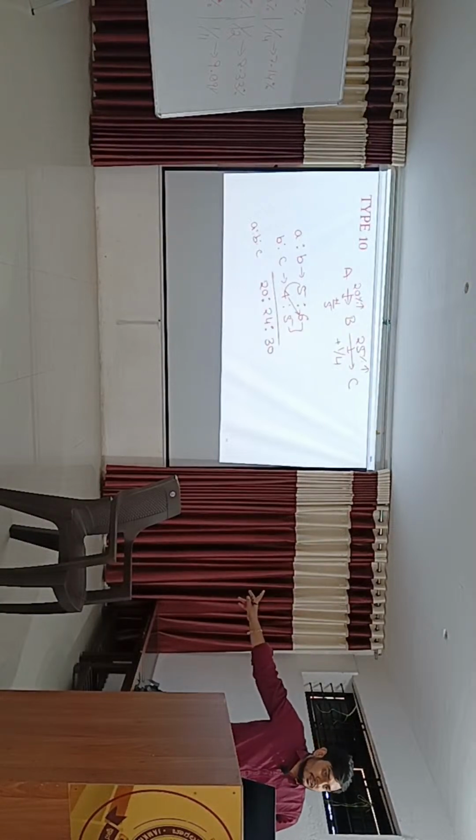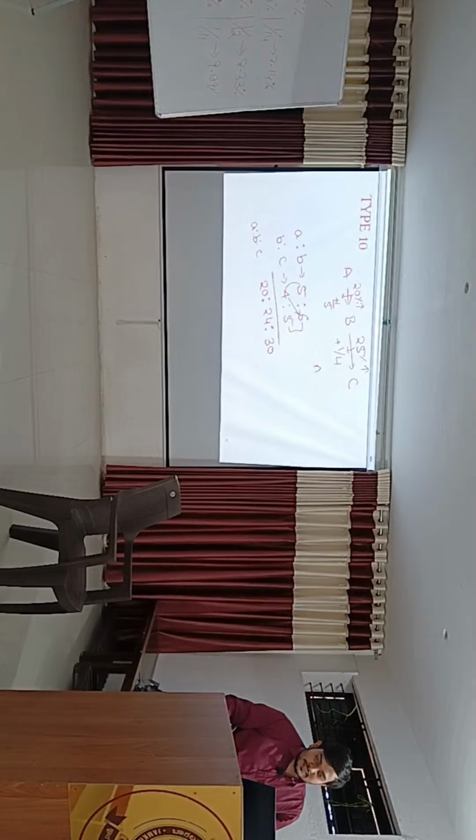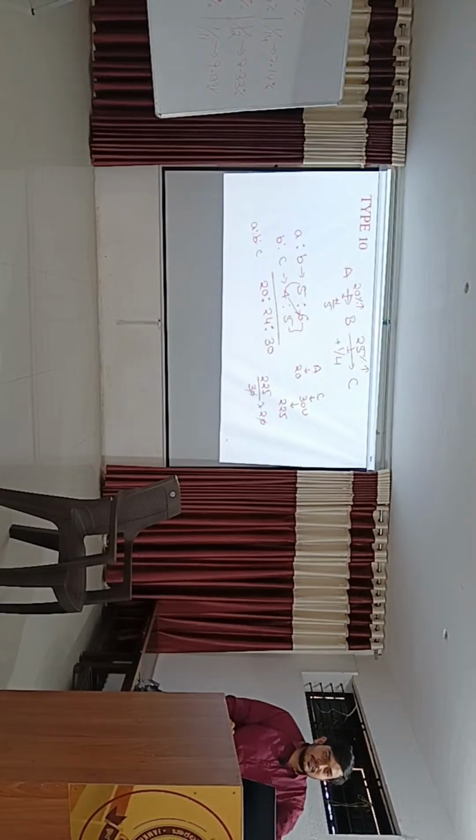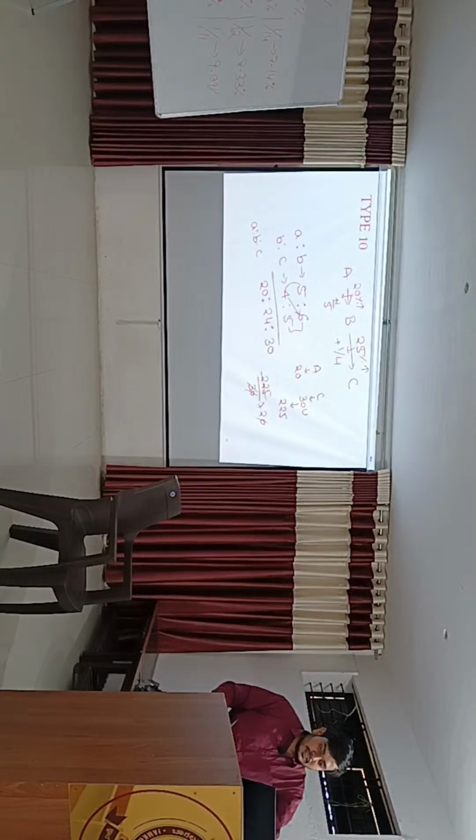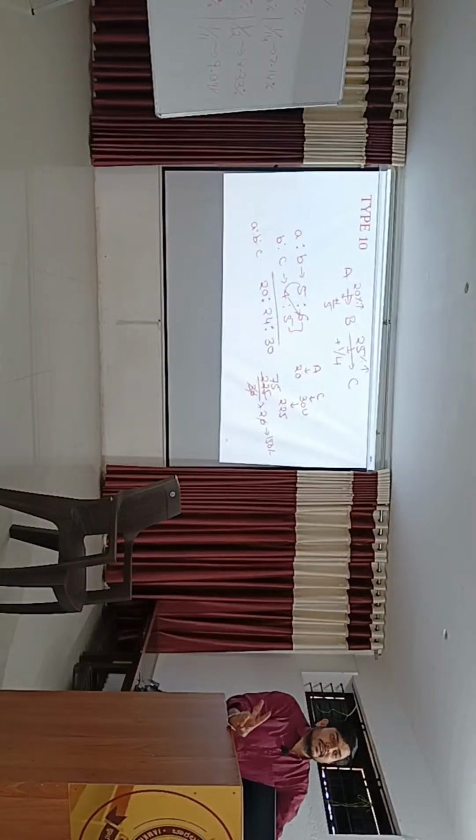Did you know this method? So A is 20, C is 30. What is the amount paid by C? 225. So 30 units equals 225, 20 units equals what? 225 divided by 30 into 20. 0 and 0 get cancelled. 3 sevens are 21. 3 fives are 15. 75 into 2. How much? 150 rupees. We can solve it in this way also.